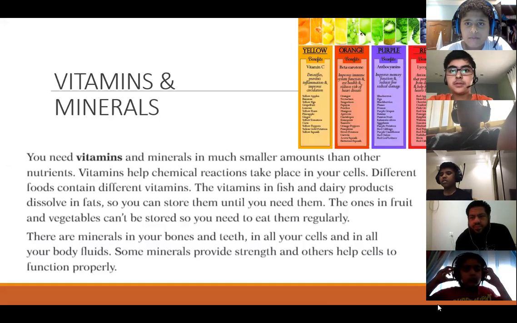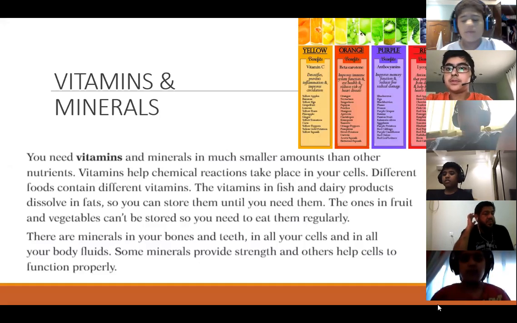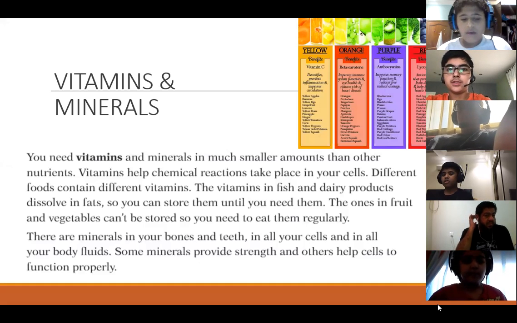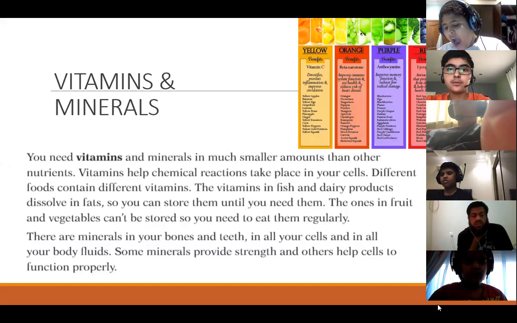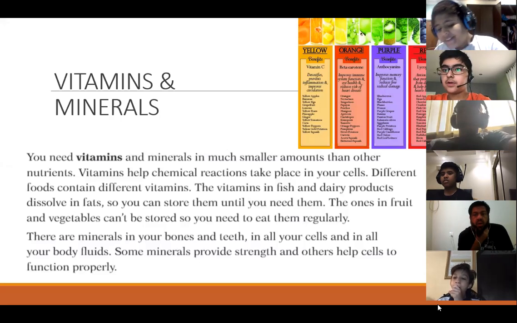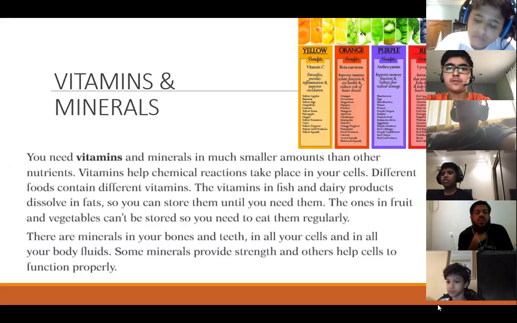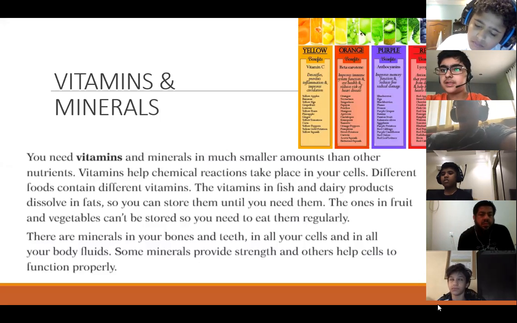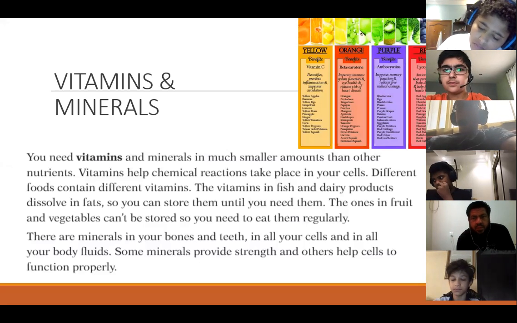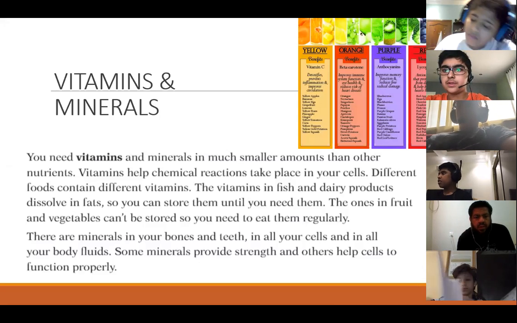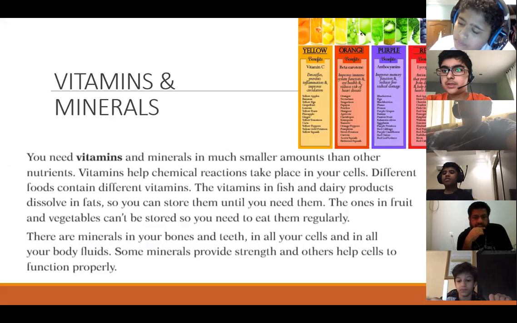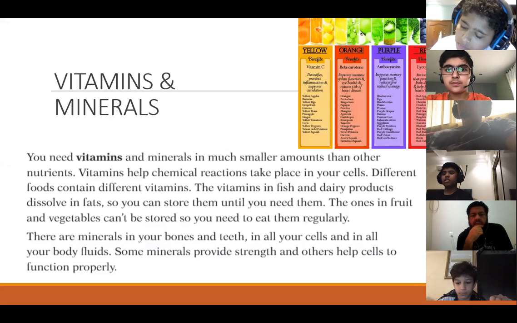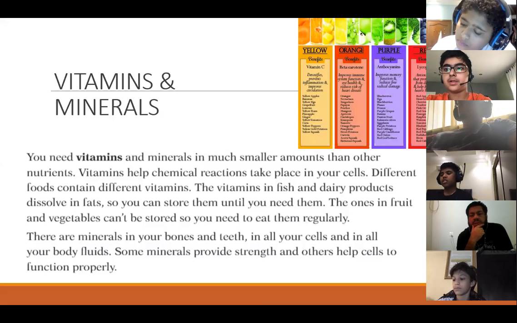Vitamins and minerals. You need vitamins and minerals in much smaller amounts than other nutrients. Vitamins help chemical reactions take place in your cells. Different foods contain different vitamins. The vitamins in fish and dairy products dissolve in fats, so you can store them until you need them. The ones in fruit and vegetables can't be stored, so you need to eat them regularly. There are minerals in your bones and teeth, in all your cells, and in all your body fluids. Some minerals provide strength, and others help cells to function properly.